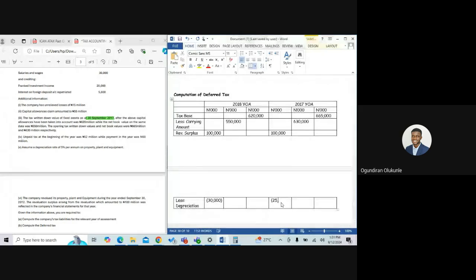Right? So now, what is the difference? What's the difference between the revaluation surplus and the depreciation difference? That's 100,000 minus 30,000. What do you have? 70,000, right? And 100,000 minus 25,000, you have what? 75,000.